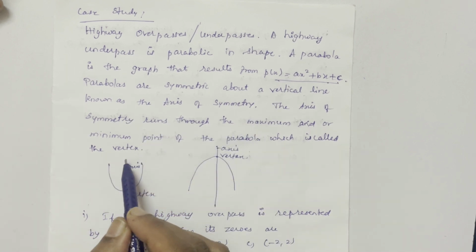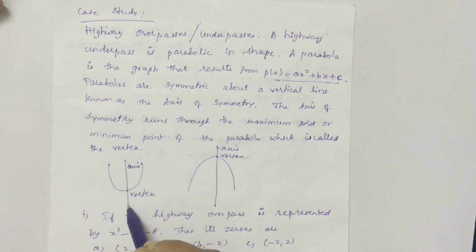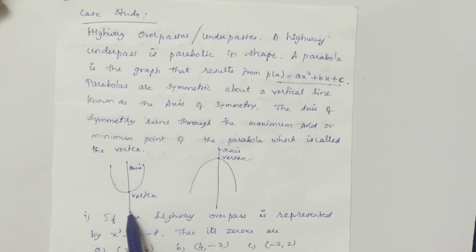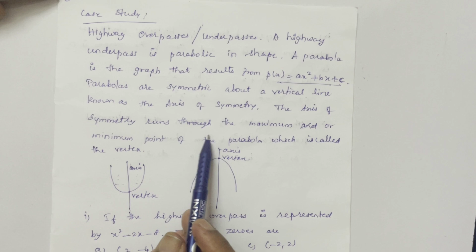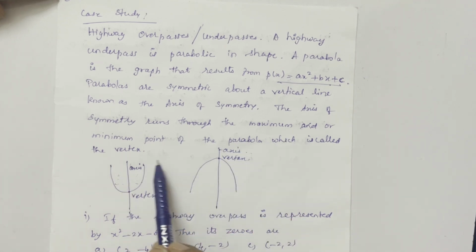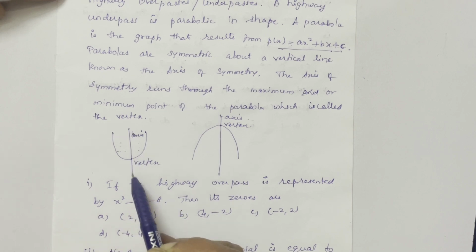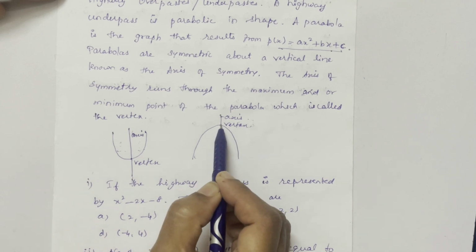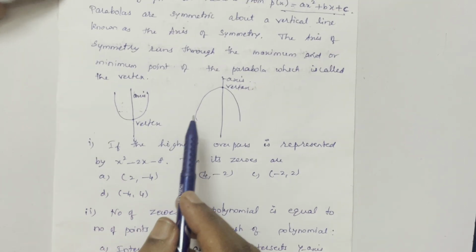This is the parabola in which we have drawn a vertical line that makes a symmetry. This vertical line is called the axis of symmetry. These two portions will be equal. The axis of symmetry runs through the maximum or minimum point of the parabola, which is called a vertex. Here, the axis crosses the minimum point. In this figure, the axis passes through the maximum point. This point is called a vertex.